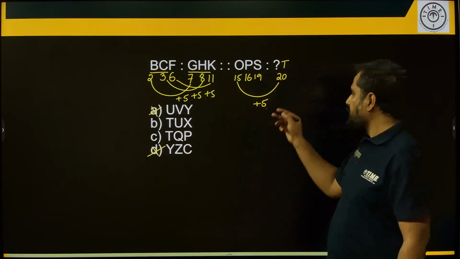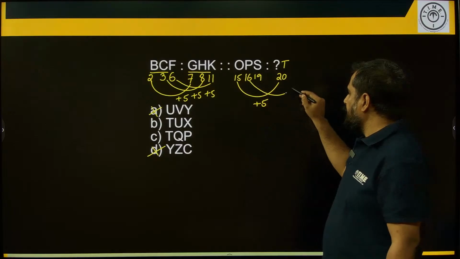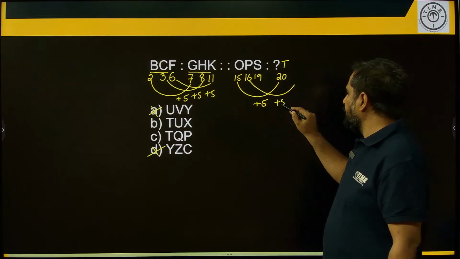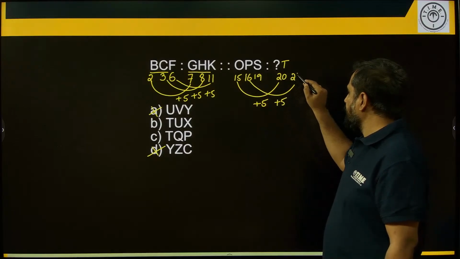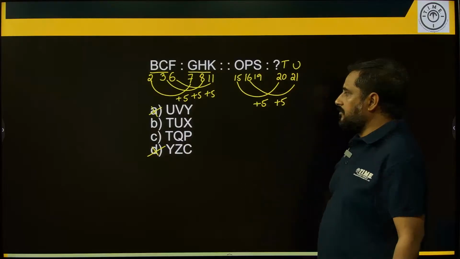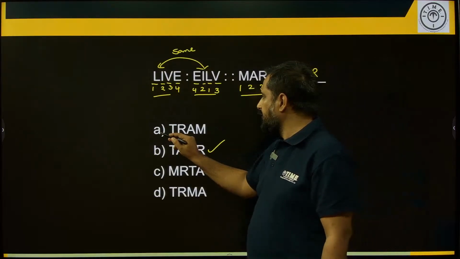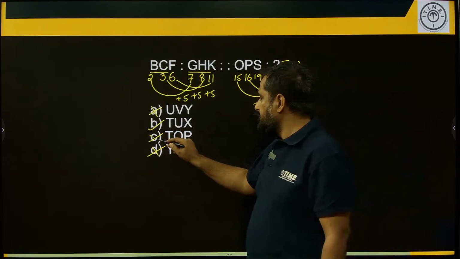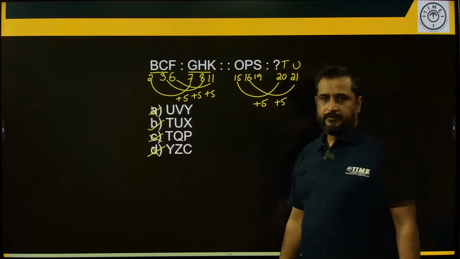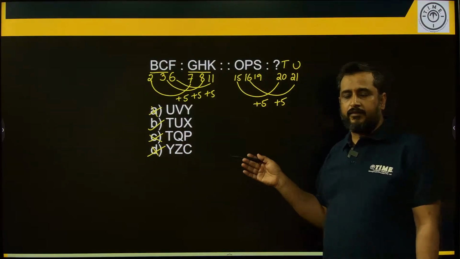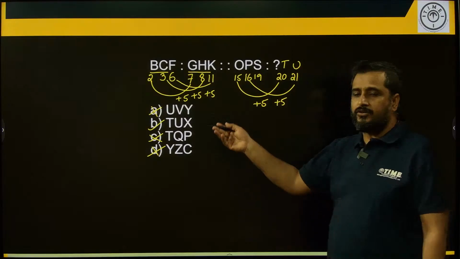Now let's look at the logic in the second letter. 16 plus 5 is 21. The 21st letter in the English alphabet is U. Now which option is matching? B is matching and C is ruled out. So in the exam you can stop here, because you got the answer. But here we'll discuss it further.